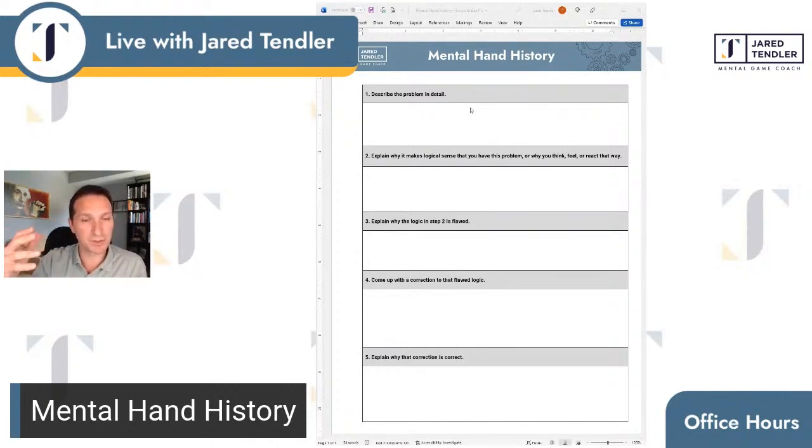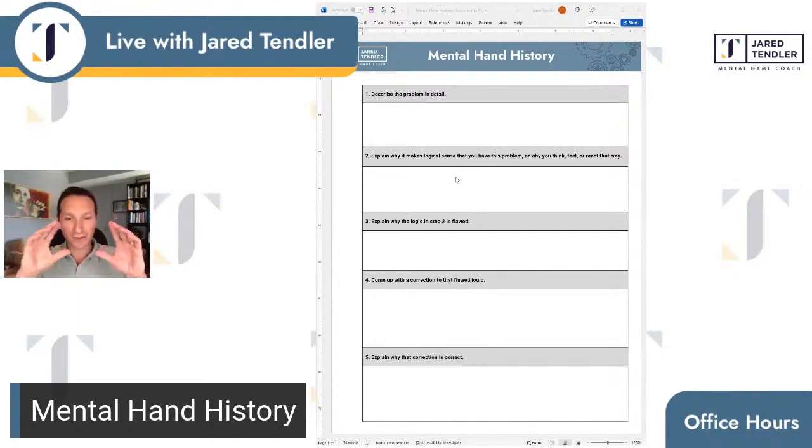The more details, the better, right? Because if you leave out details as we go through this, it will get a little bit harder. Now, the second step, explain why it makes logical sense that you have this problem, or why you think, feel, or react this way. Now, I pinpoint that word logical because so many people think that their problems are irrational and illogical. And the reality is that, unless you have some severe mental disorder, one that would require psychiatric assistance, I believe that every performance-based issue that we have has some logical reason behind it. Right now it feels or seems irrational or illogical, but that's simply because you don't understand the rationality or the logic for why it occurs.